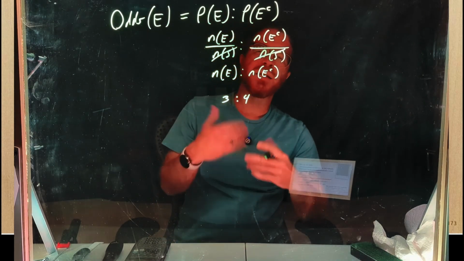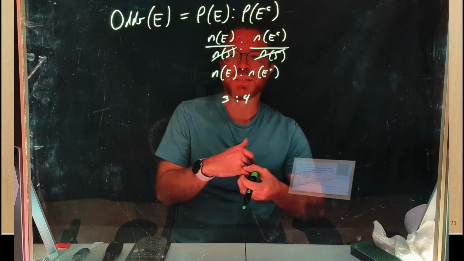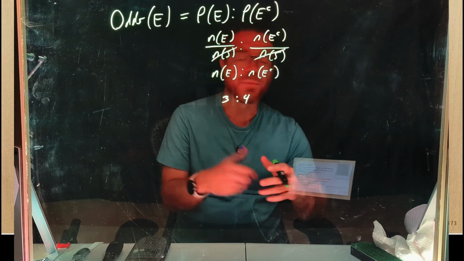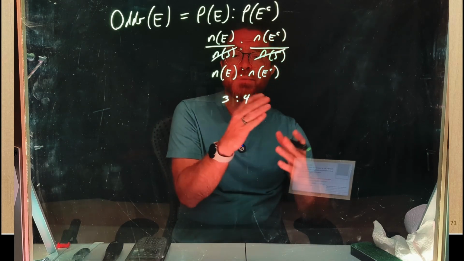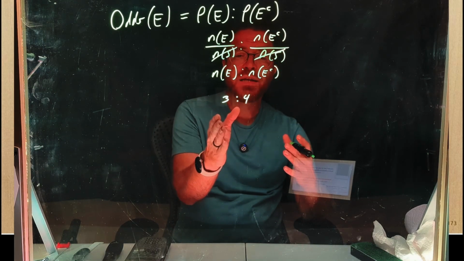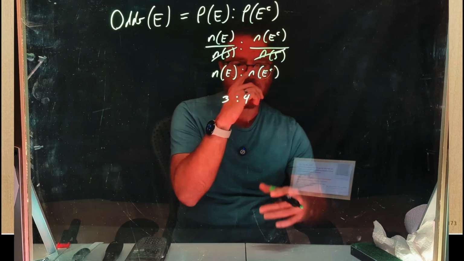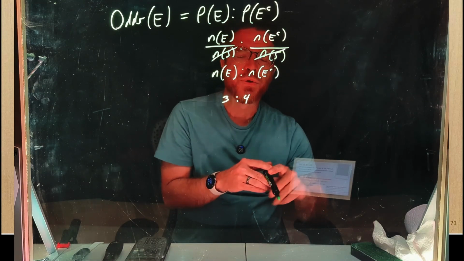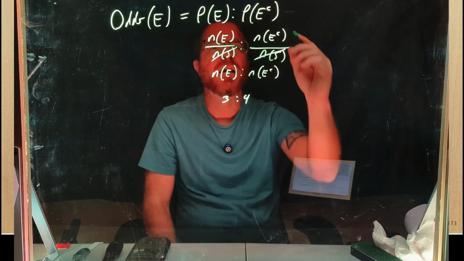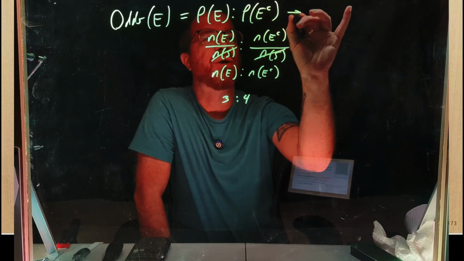So this is kind of another idea in terms of probability. Instead of just saying the probability that they win or the probability that they lose, it would be the probability that they win to the probability that they lose. So you can also think of this ratio.